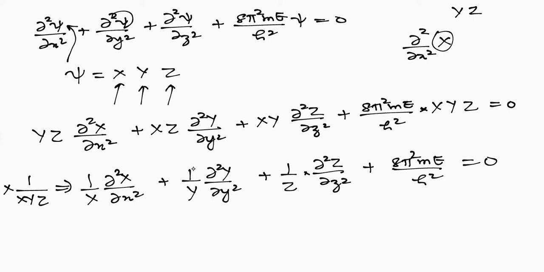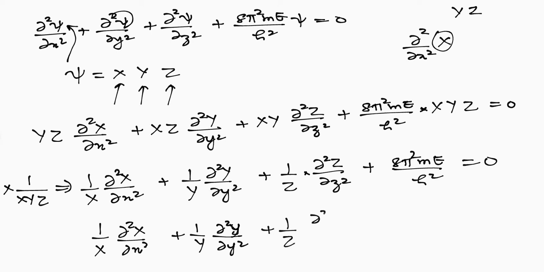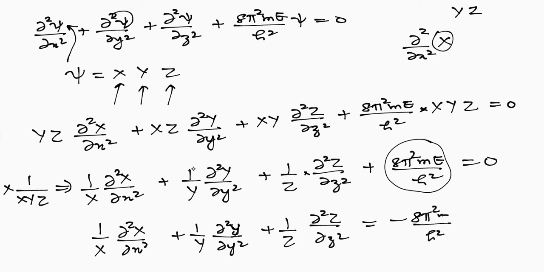Okay. Now, I'll make some more change here. Dou square X by dou x square, I'll keep this term as it is, plus 1 by Y into dou square Y by dou y square plus 1 by Z into dou square Z by dou z square, and I'll bring this term to the right hand side, so I'll get minus 8 pi square m by h square into E.